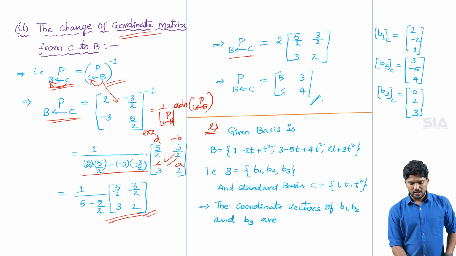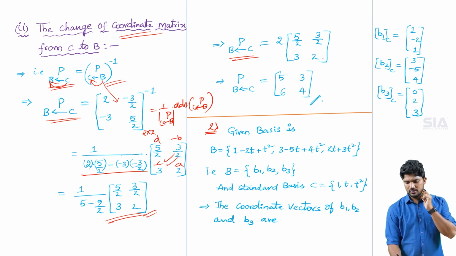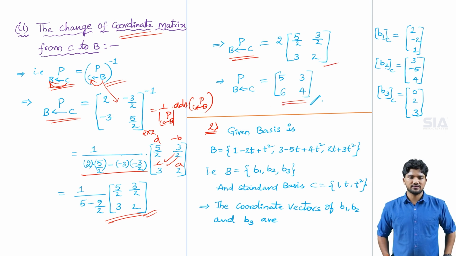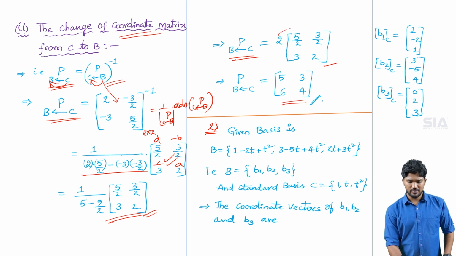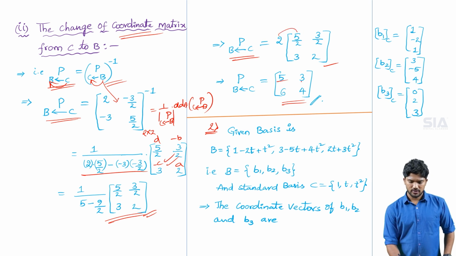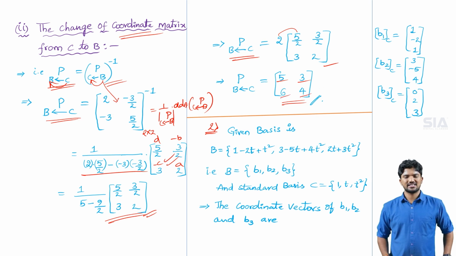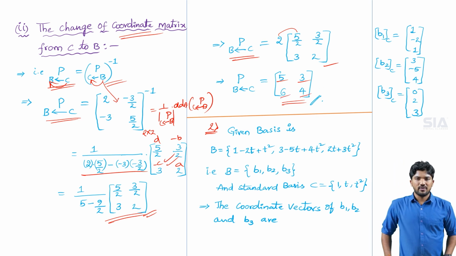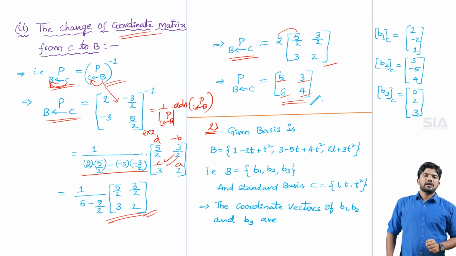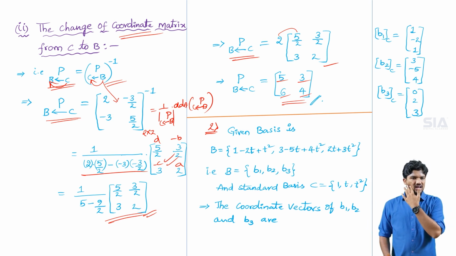So therefore the change of coordinate matrix from C to B equals 2 into this value. If you multiply with 2, you will get it in this format. The change of coordinate matrix from C to B equals that matrix multiplied with 2. So 2 will get cancelled, 5; 2 will get cancelled, 3; 2 threes are 6, 2 twos are 4. So 5, 3, 6, 4 is our required change of coordinate matrix from C to B.